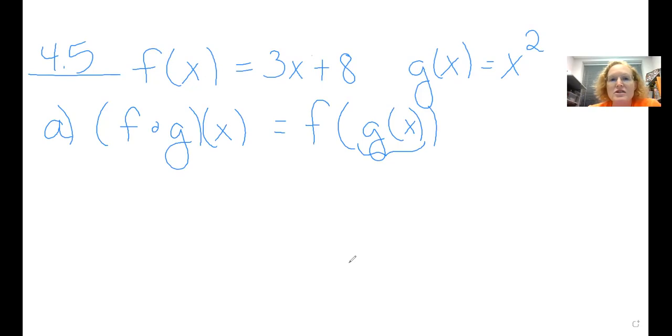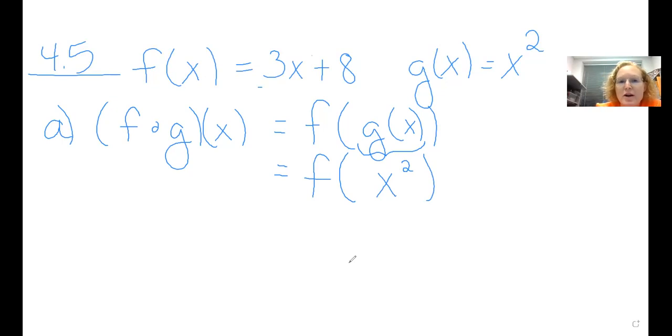G of x is x squared. So what I want to do is I'm going to come in here and I'm going to say, hey, I don't really want g of x in there. I want what g of x is equal to, which in this case is x squared. And so now that you have taken out what g is and put in what it's equal to, then what you have to do now is you have to go over here to function f.